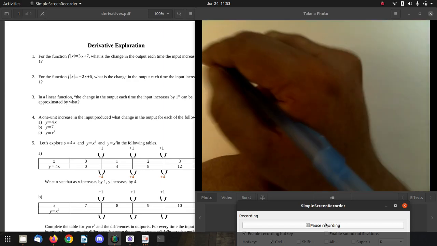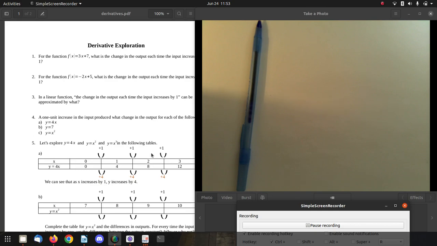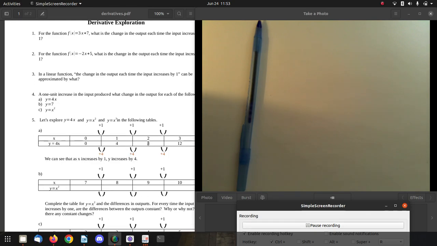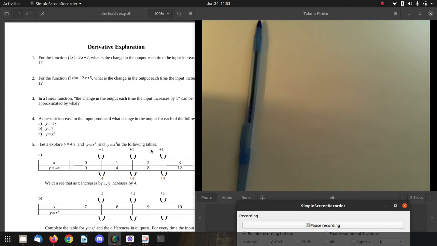All right, guys, so here we are again. Now let's take a look at the derivative exploration. I'm just making sure I'm not looking at the wrong version here. No, that's good. I saw red writing here and I was like, did I get the teacher's version?